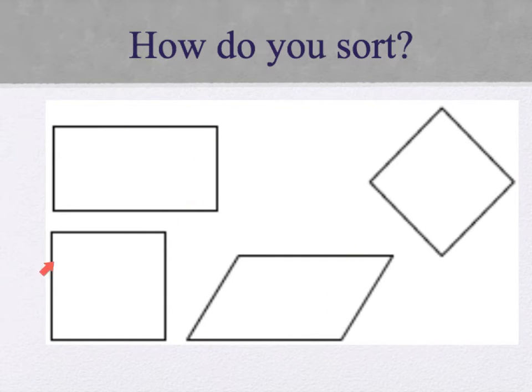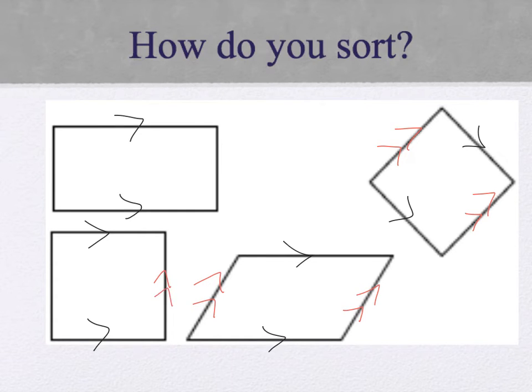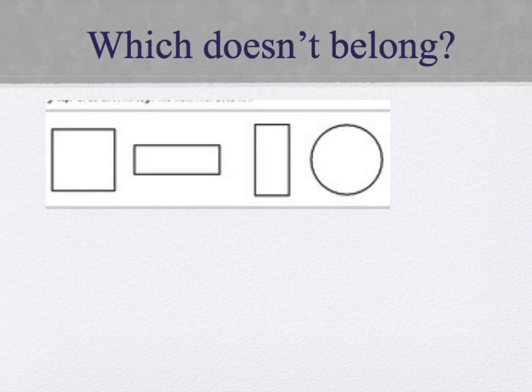They don't all have equal sides because although this one and this one are squares, this is a rectangle and this is a parallelogram, and these do not have equal sides. So that means that the only way that these shapes are sorted is by their parallel lines. All of these shapes have 2 sets of parallel lines. So each one of these has not one, but 2 sets of parallel lines, and that's how I would sort these.